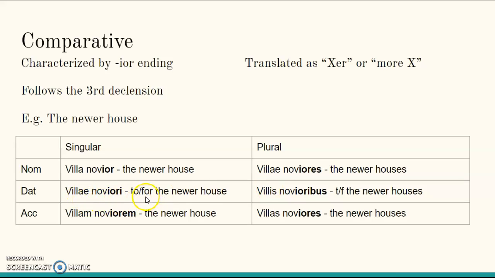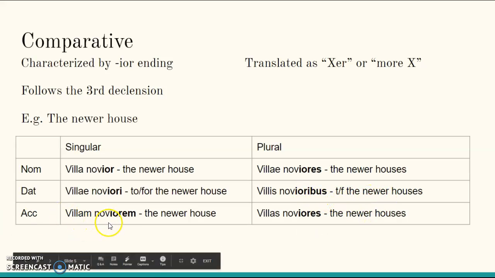Villae noviori, to or for the newer house. Villis novioribus, to or for the newer houses. Villam noviorem, the newer house in the accusative, and villas noviores, the newer houses in the accusative plural.